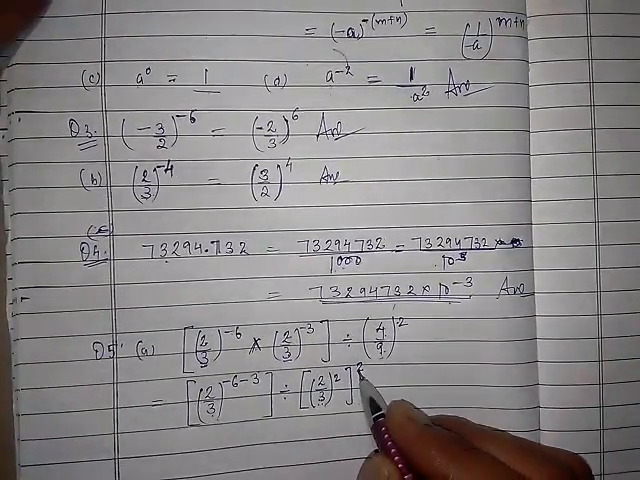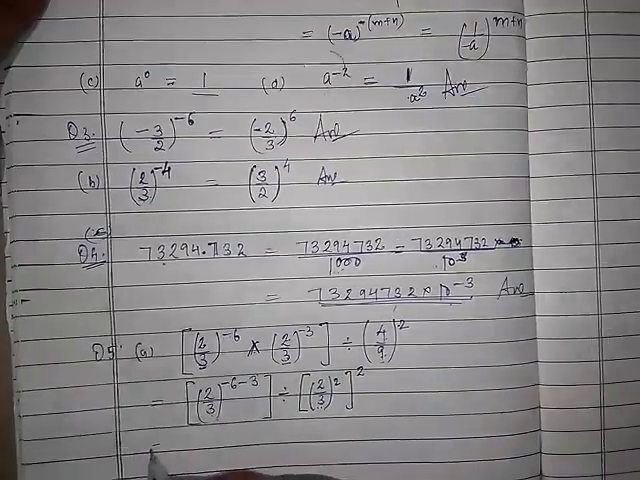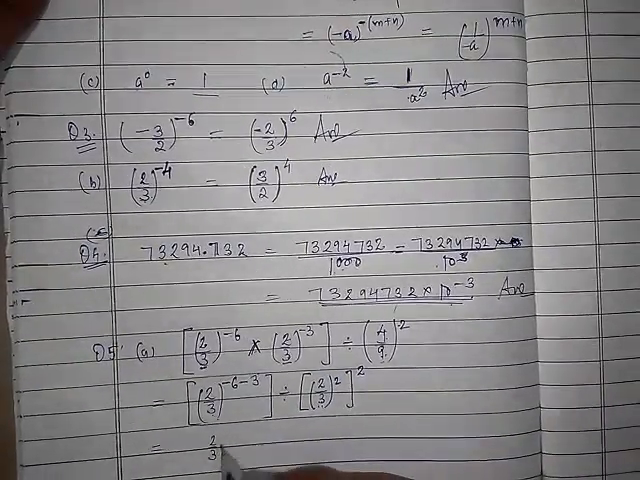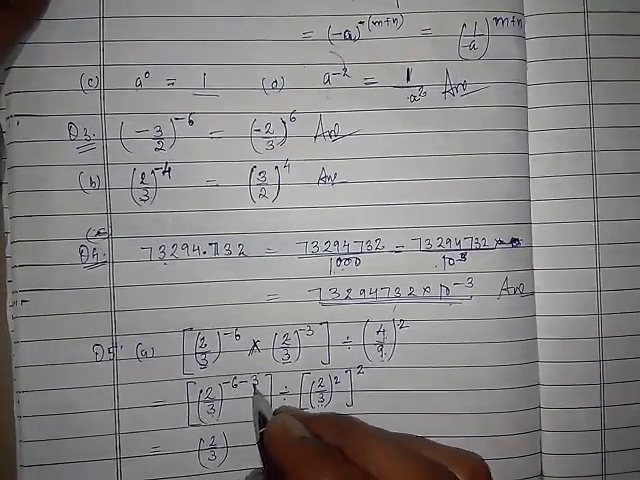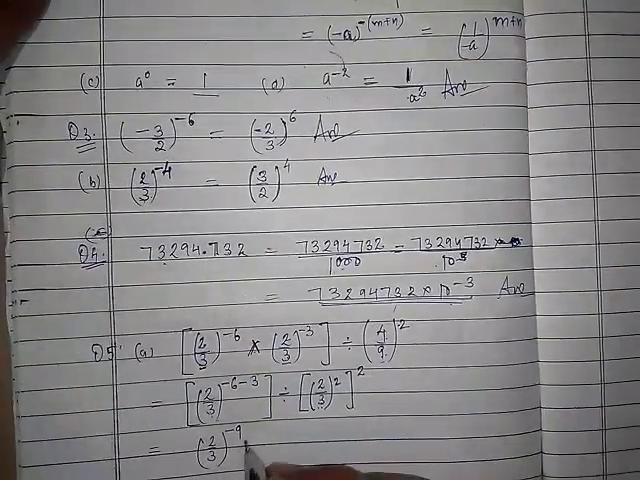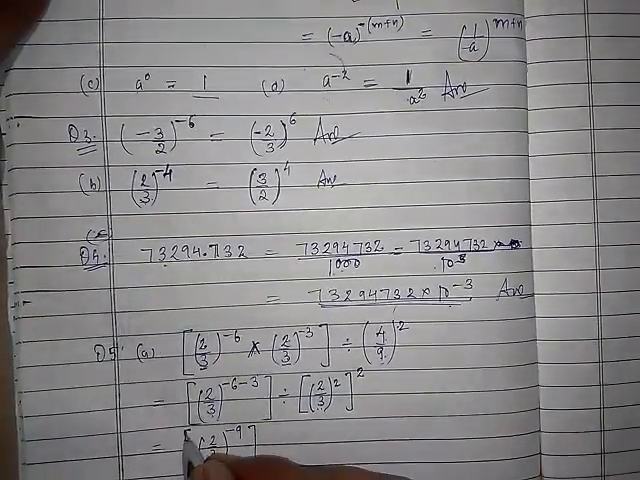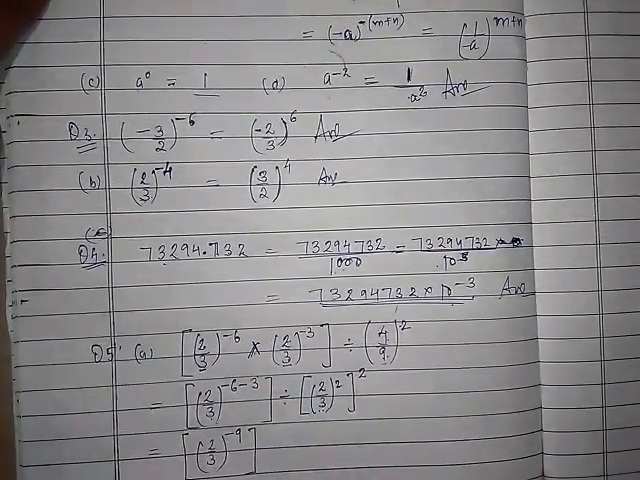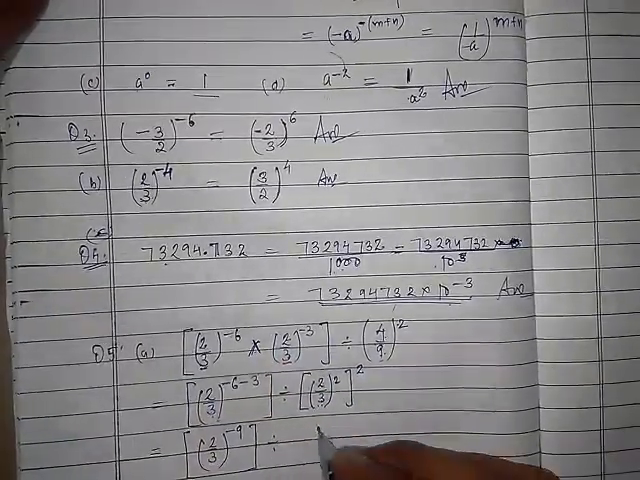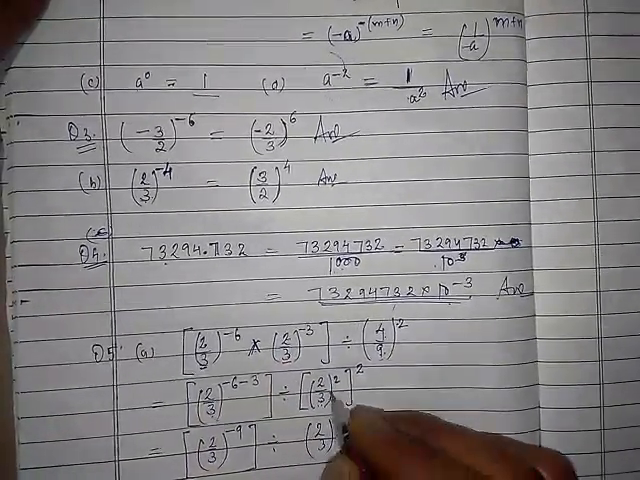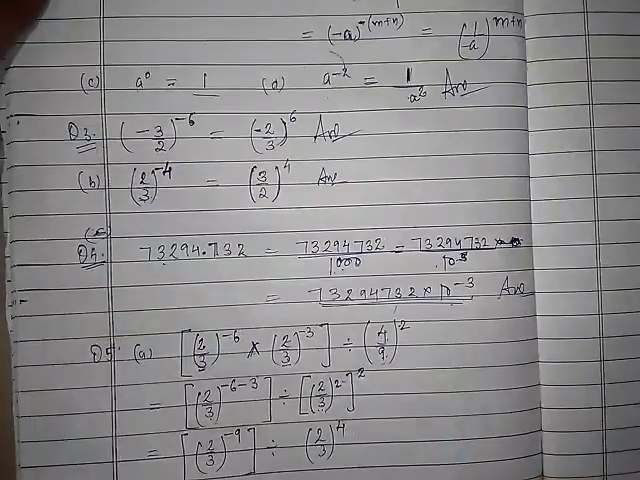But first of all, power raised to the power. So this rule you have to apply here. (2/3) whole raised to the power minus 9. Bases are same, they are in multiplication, power will be added. We have applied power raised to the power, 2 twos will be 4.